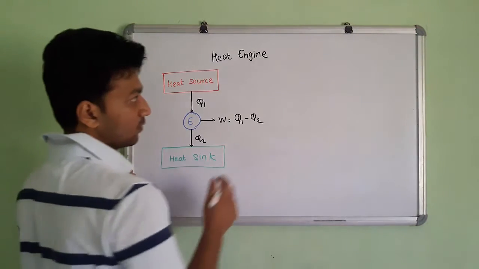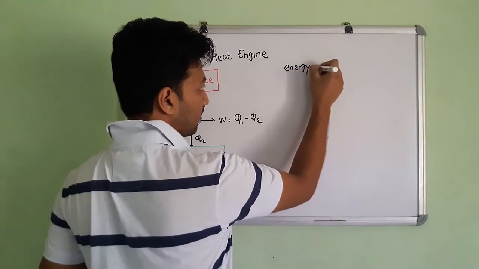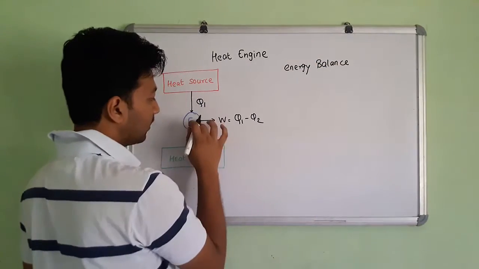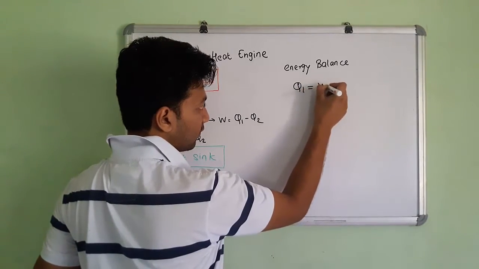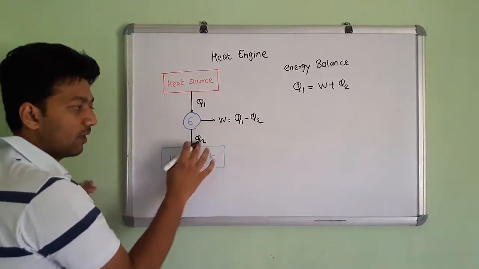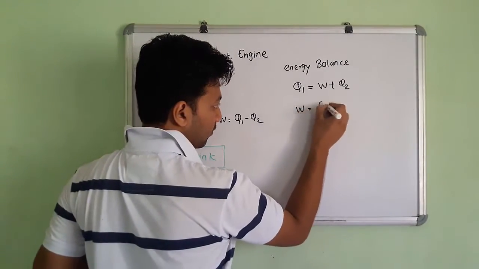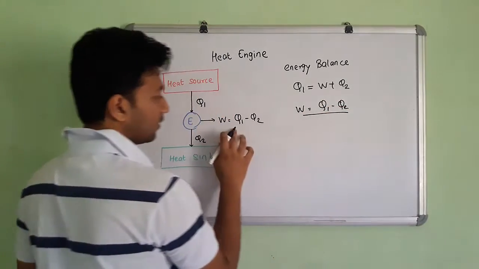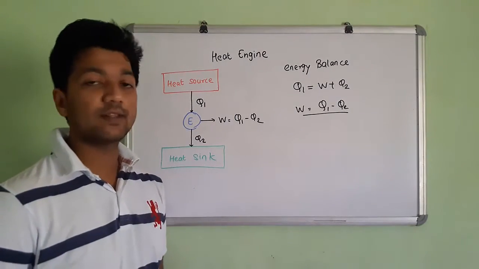From the energy balance equation, Q1 is transferred to the engine, that will produce W plus Q2. So we have W is equal to Q1 minus Q2. Now we have to find the efficiency of the engine.